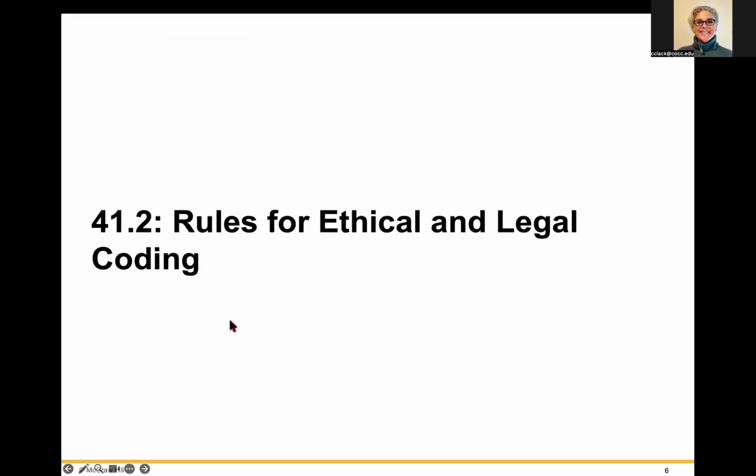Now we're going to shift to rules for ethical and legal coding. This is the do the work the right way section. Ethical coding means accuracy first, always supported by the record.